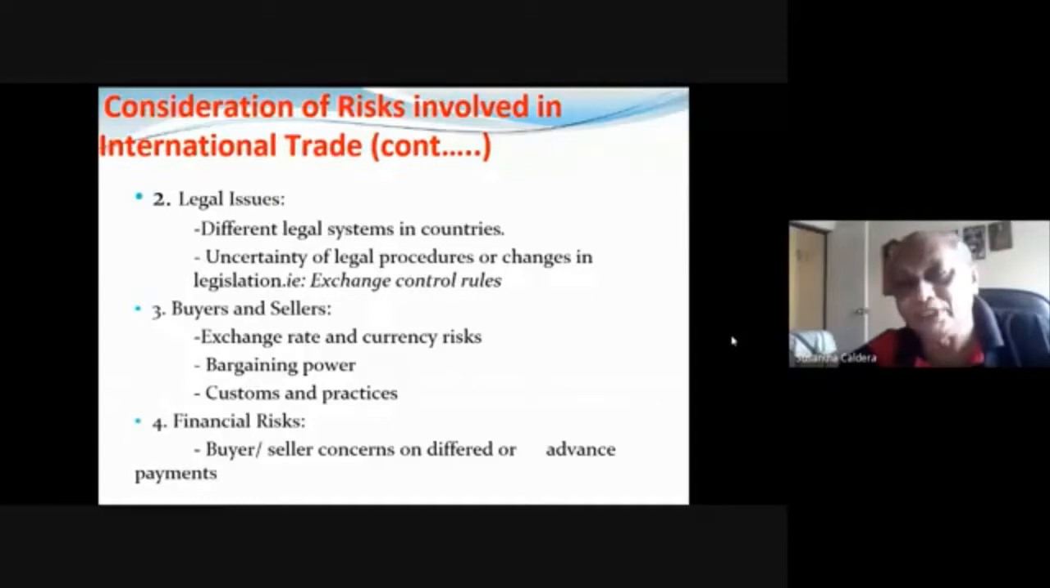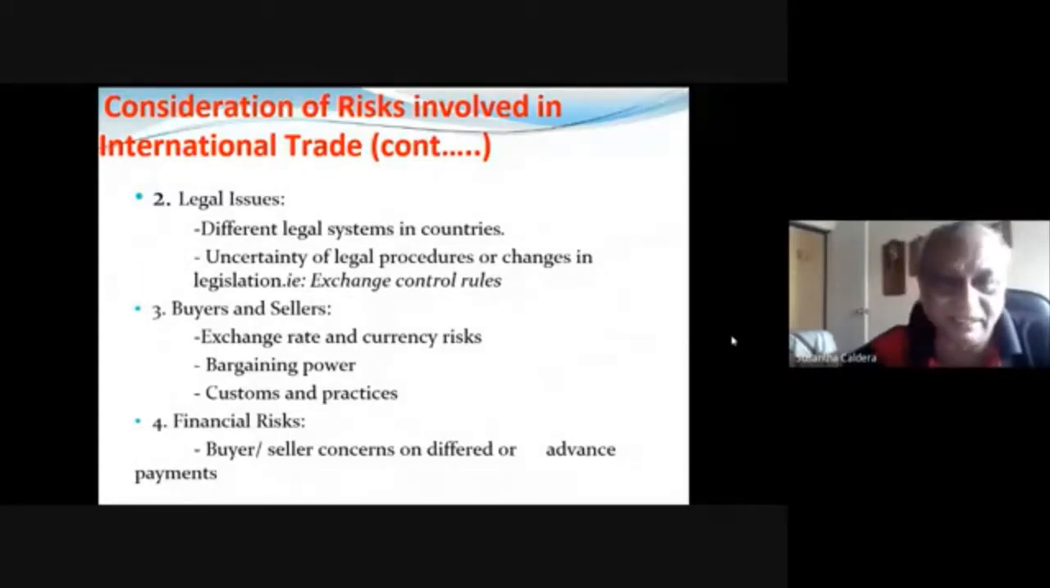Uncertainty of legal procedures or changes in legislation. For example, exchange control rules, ours as well as other countries, right?